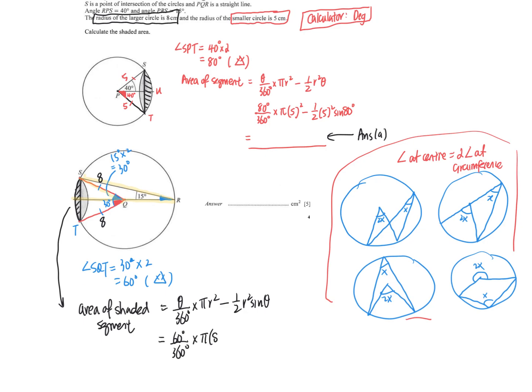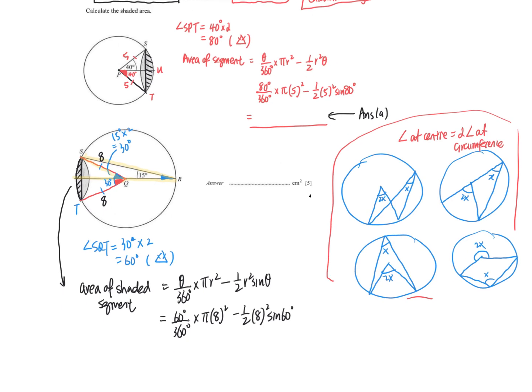Radius is 8. But other than that, everything else is the same. Okay, so you have an answer for part A. To find the shaded area, you just basically add up the 2. Okay, so now you understand why it's 5 marks: 2 each, final answer 1 mark.